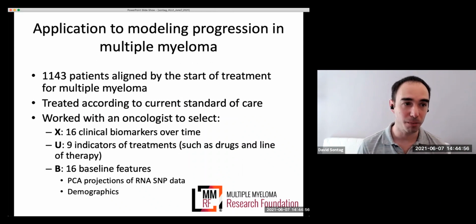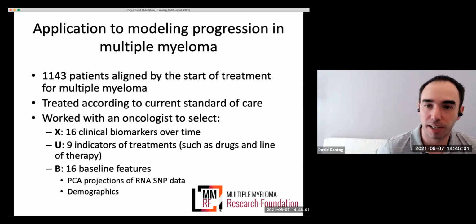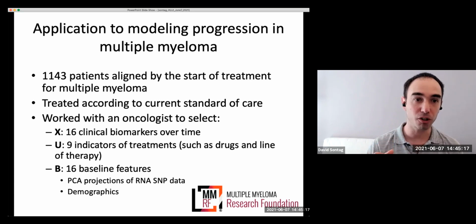Now let's get to something which is a little bit more interesting. Now we're going to take a real data set coming from the Multiple Myeloma Research Foundation. These are 1,000 patients treated according to standard of care. We're going to model 16 different biomarkers across time, including measures that are typically used to measure disease burden, but also many other measures that are of clinical interest. And our U, or action vector, is going to look at several indicators of treatment.